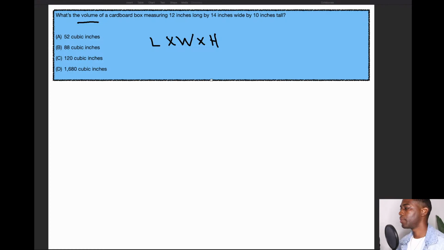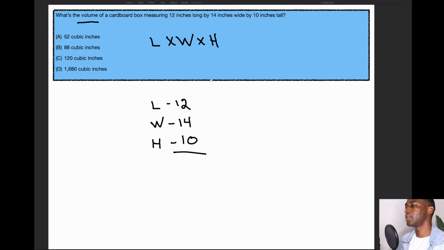So let's jump into this without a calculator, without anything but pen and paper. The cardboard box is measuring how long? 12 inches long, so we know that the length is 12 inches. What about the width? 14 inches in width. And then our height is 10 inches, so I'm going to put an H for height. Boom, we got our length, our width, and our height.